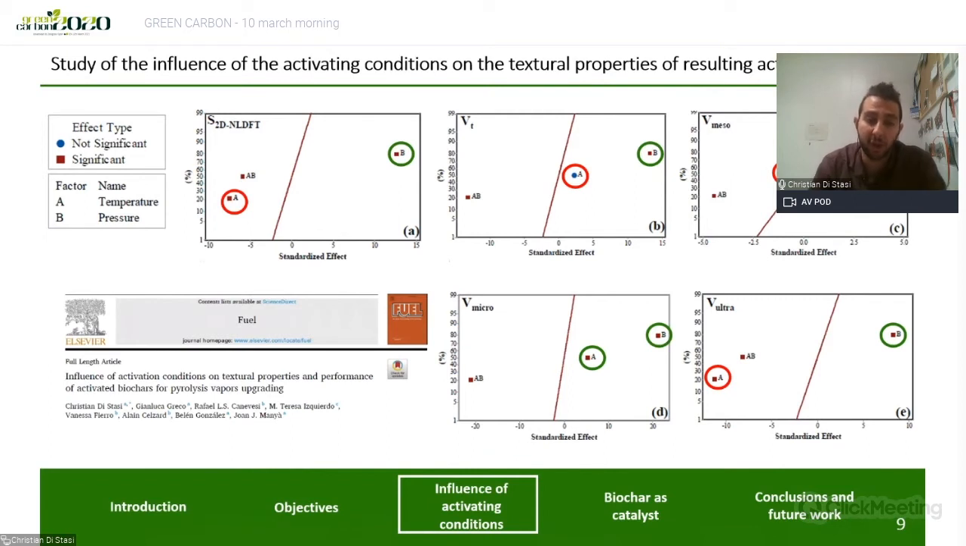These results were published in Fuel, and this work was carried out in collaboration with Professor Vanessa Fierro. The results showed that we can tune the properties of the biochar by working with different pressure and temperature in order to obtain a pore size distribution that is useful for our applications.